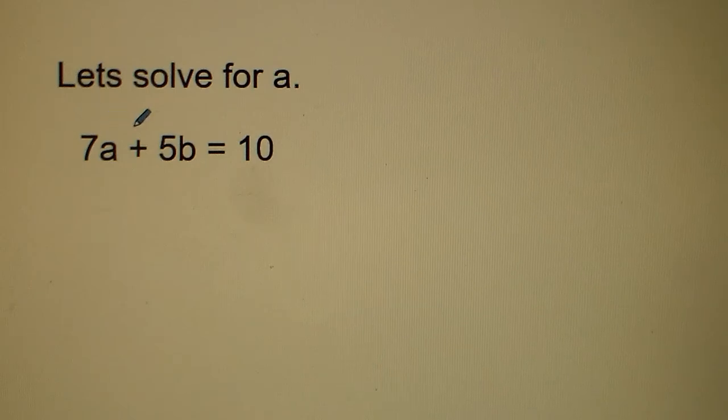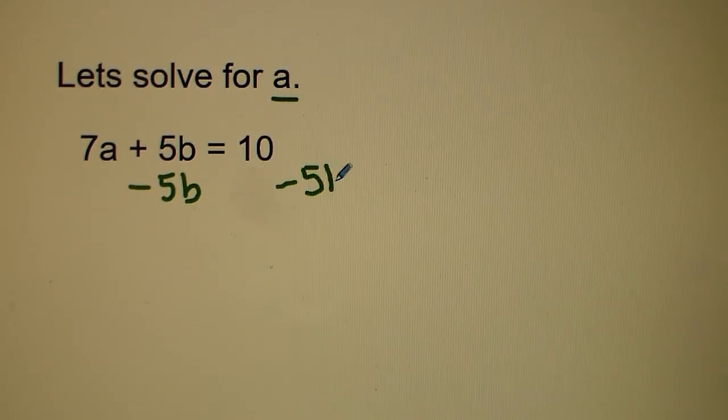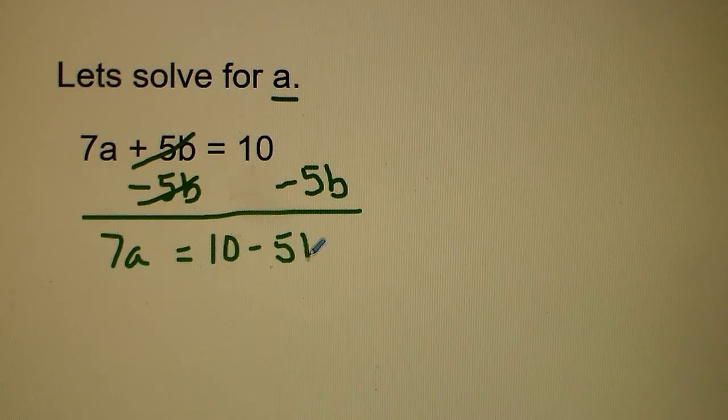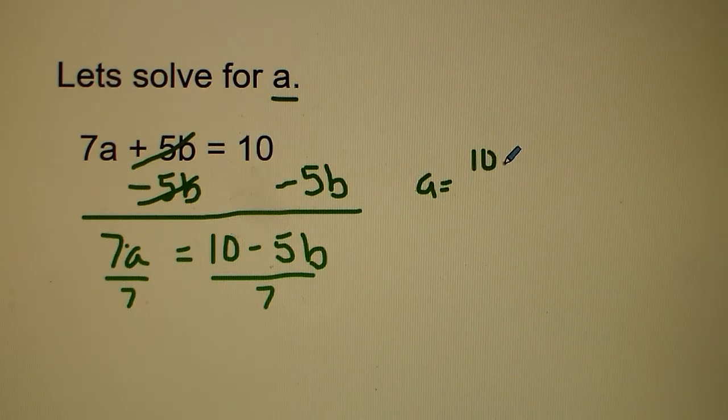Let's do another one. We have 7a plus 5b equals 10. Our goal is to solve for a, meaning get a by itself. So the opposite of plus 5b is minus 5b. So I subtract 5b from both sides. I don't put it underneath the 10 because 10 and 5b are not like terms. Carry down the 7a. The positive 5b and the negative 5b cancel out. Equals 10 minus 5b. To get the a by itself, the opposite of times 7 is divide by 7. So you divide by 7 on both sides. So our final result is a equals 10 minus 5b divided by 7.